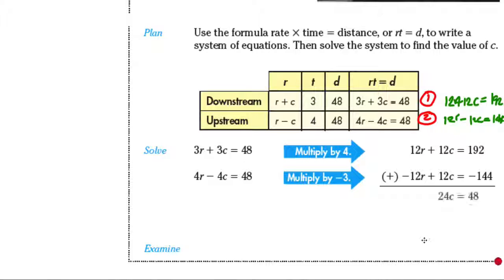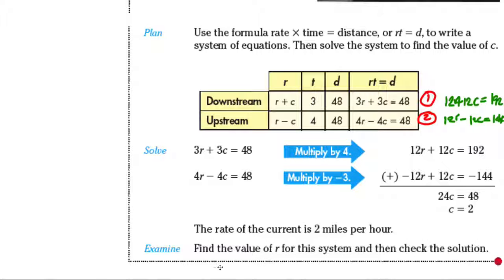So this becomes 24C equals 48 when you subtract the two. Divide both sides by 24, C equals 2, and we would simply substitute. Well, we don't need to because we already found C. It's just asking for the rate of the current, and C represents the rate of the current, which is 2 miles per hour.